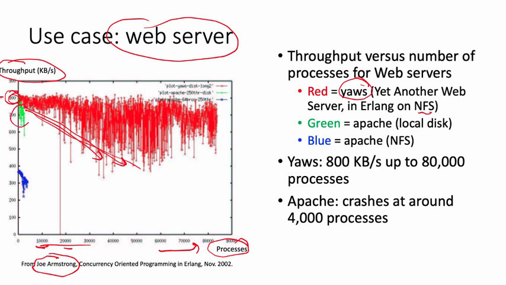But if you compare this to the green, which is Apache running on local disk, or the red, which is Apache on NFS file system, they can only handle 4,000 processes. So Apache crashes at around 4,000 requests, and you can see that the performance goes down very quickly, because this system is not designed to handle very many concurrent requests. Whereas in Erlang, this is extremely natural. So Erlang handles overload situations very well, very gracefully, even if you have very many concurrent requests.